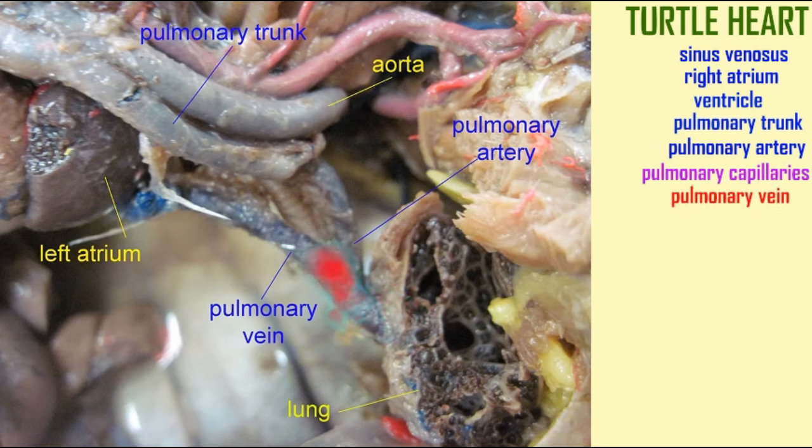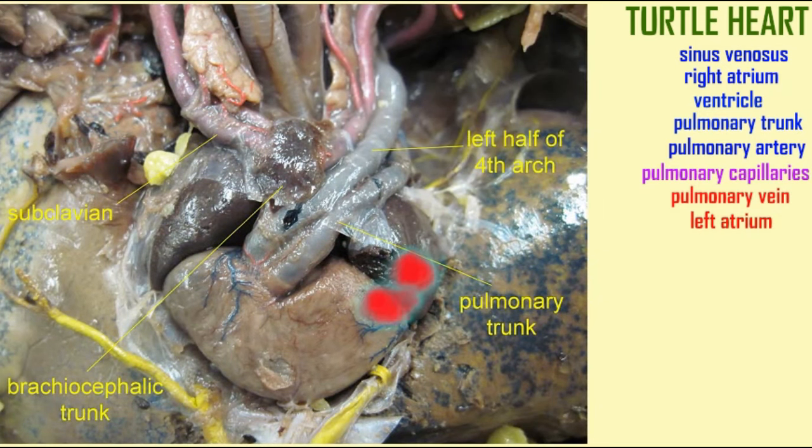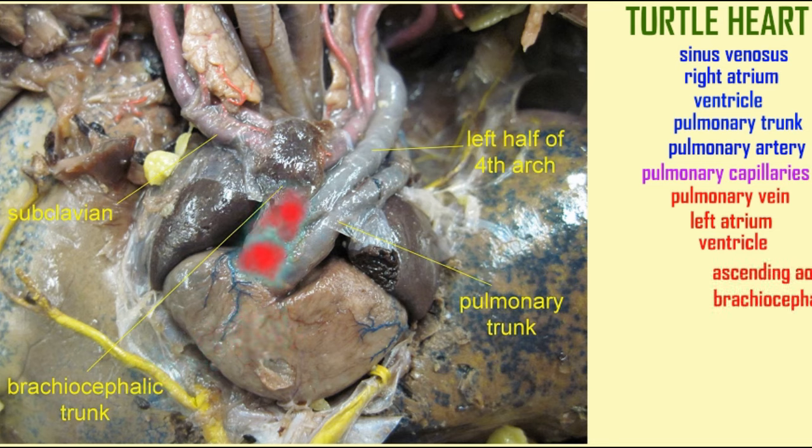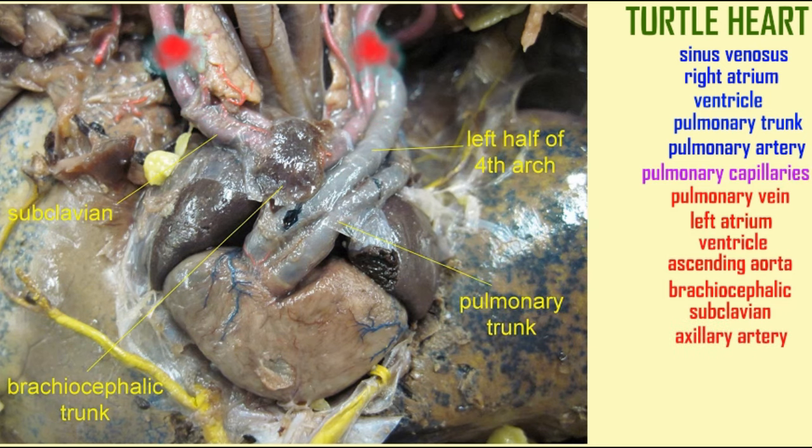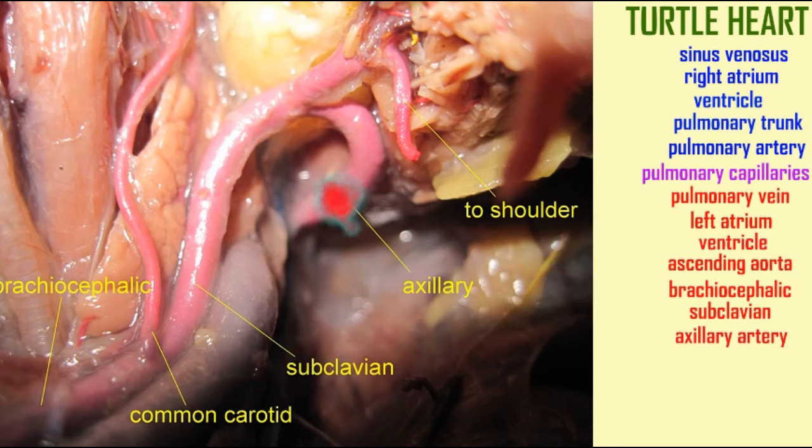Oxygenated blood returns in the left and right pulmonary veins into the left atrium, once again to the single ventricle, before being sent into the ascending aorta to the subclavian arteries, although on the right side there is a brachiocephalic trunk. From the subclavian arteries, blood then enters the axillary arteries and travels towards the arm.